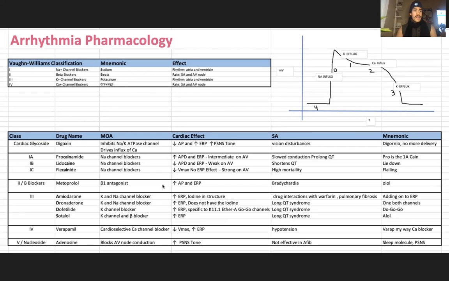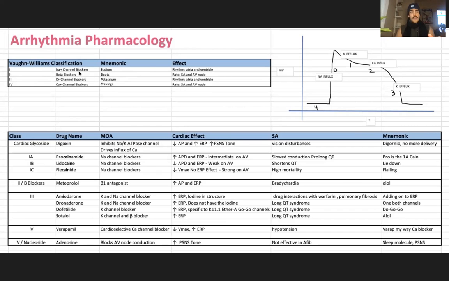When we look at these, we look at the Vaughan Williams classification of antiarrhythmic drugs. This classification goes class 1, class 2, class 3, class 4. How I set this up with a mnemonic is: sodium beats potassium cravings. Everybody loves salty food, a nice pizza, but a banana's all right. So sodium beats potassium cravings. We're going down 1, 2, 3, 4: sodium blockers, beta blockers, potassium blockers, calcium blockers.